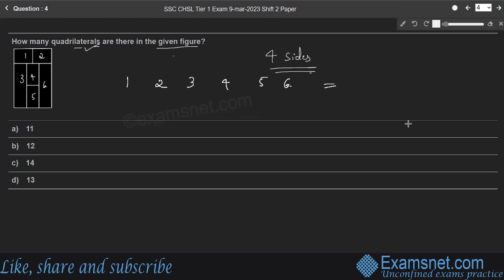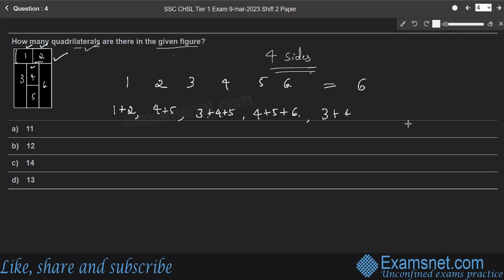First 6 quadrilaterals. Then we'll take 1 and 2 together, 1 plus 2, so we'll have a rectangle. Now take 4 and 5, 4 plus 5. Now take 3, 4 and 5 together, so we'll get a rectangle. If you combine 4 plus 5 plus 6, we'll have a rectangle. Now combine 3, 4, 5 and 6.